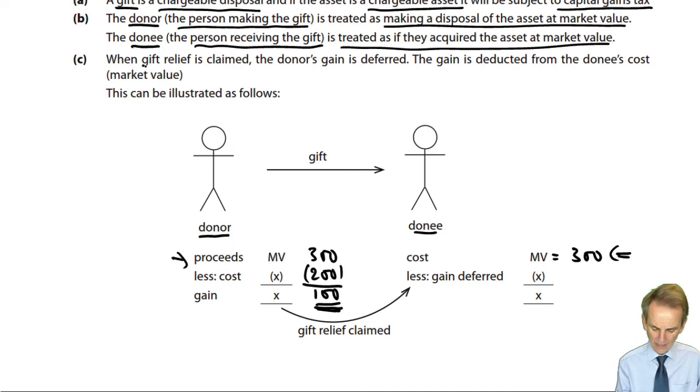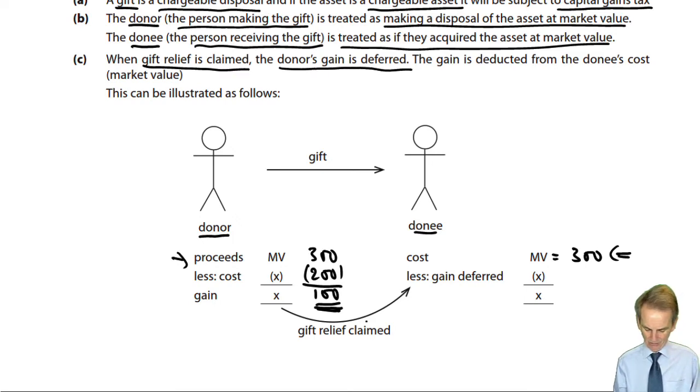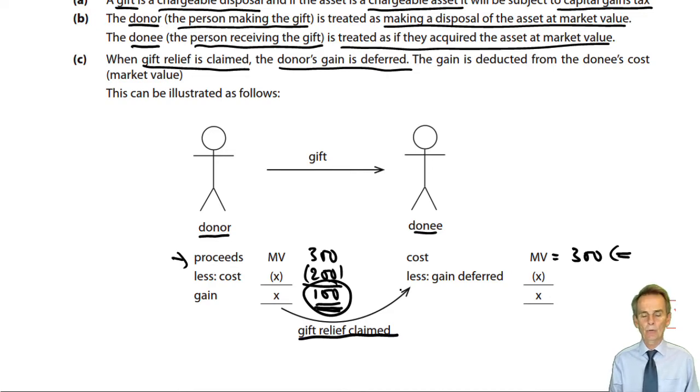So what happens when gift relief is claimed? The donor's gain is deferred. So gift relief would be claimed to defer that £100,000 gain. And what's going to happen is that the deferral doesn't simply delay the point in time when the gain will crystallise. It will now be deferred until some future point. But also the person responsible for that gain in the future has changed, because that person will now be the donee.